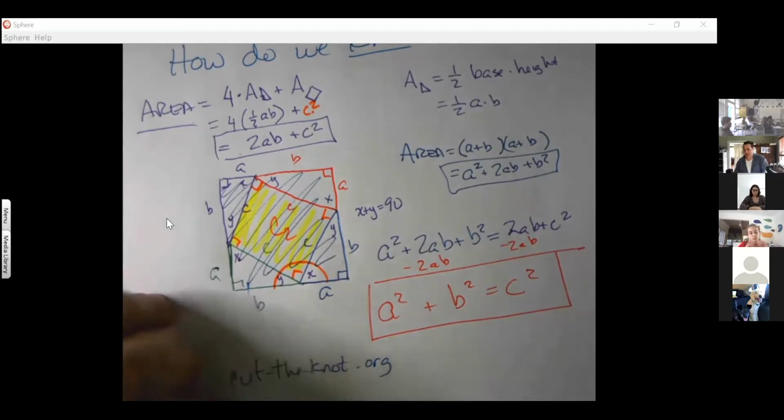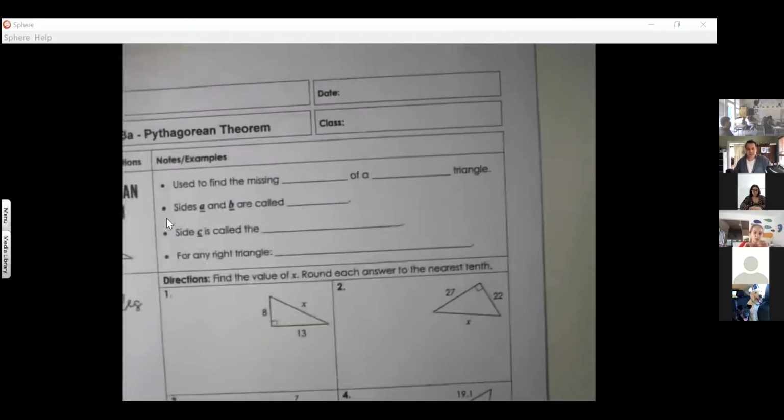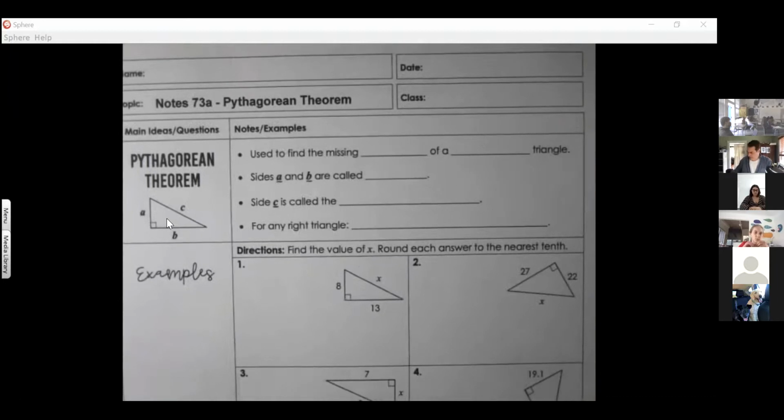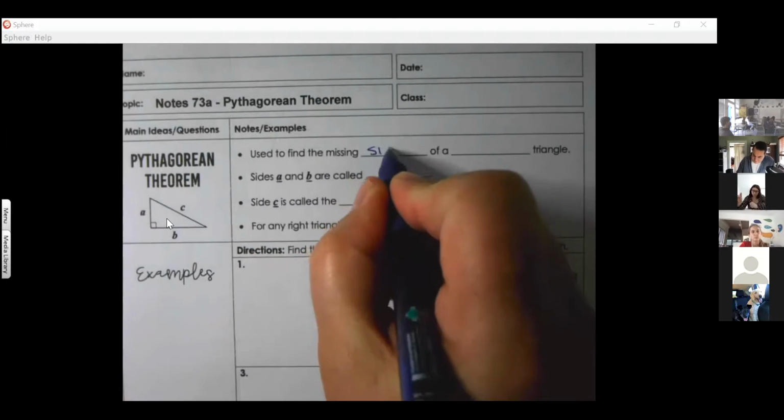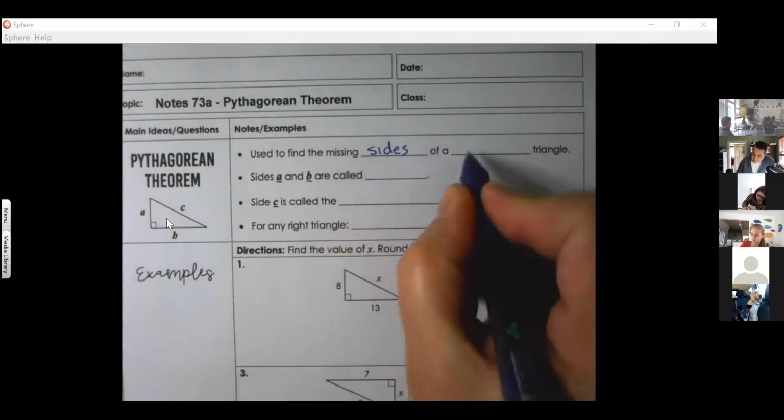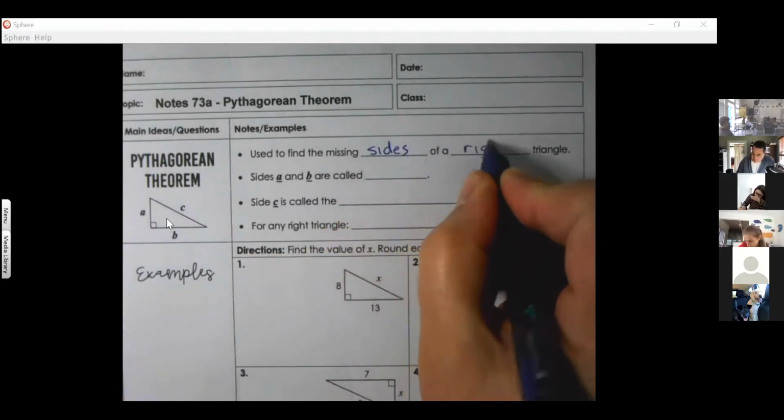So this is the Pythagorean theorem, and now we get to use it because now we've proven it. So let's fill in our notes. This is what Eloise was asking about. This is what you guys will have access to. So the Pythagorean theorem is used to find missing sides of a right triangle. It only works on right triangles.